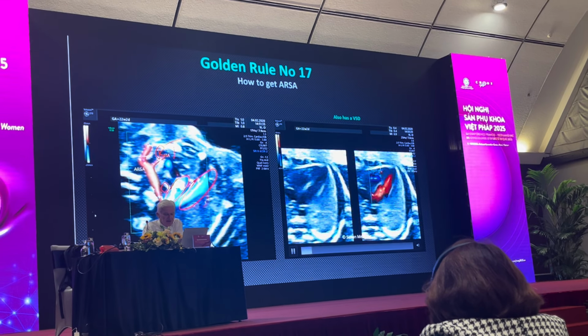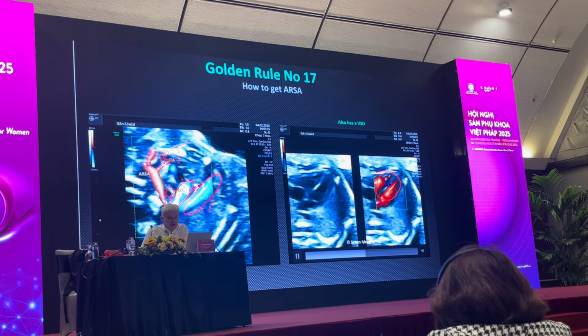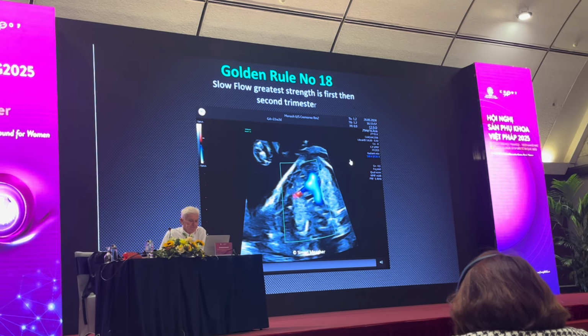And the baby also has a muscular ventricular septal defect. So it has an aberrant subclavian artery and a mid-muscular ventricular septal defect.